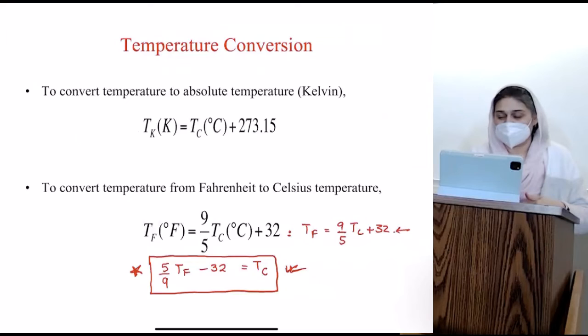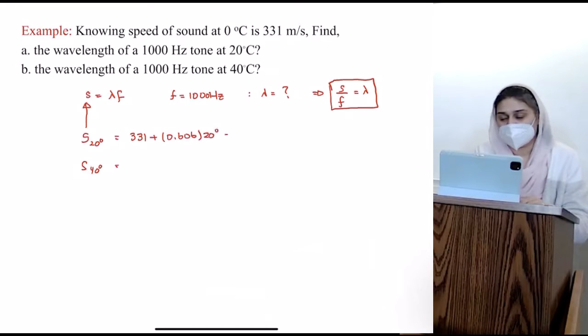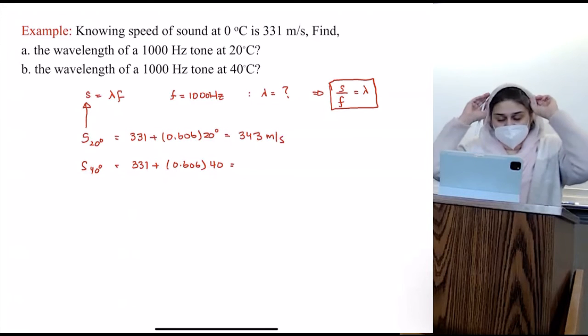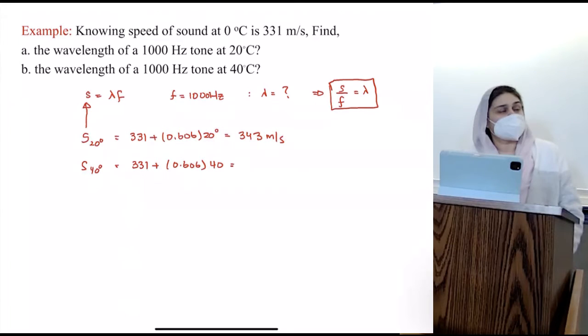Okay, let's do this. So at 20 degrees, this would be what? 331 plus 0.606 times 20. And 331 plus 0.606 times 40. Yeah, 343.12. And then calculate it for the 40 degrees. That one I know. It'll be like 350 something. 355. There we go. Perfect.